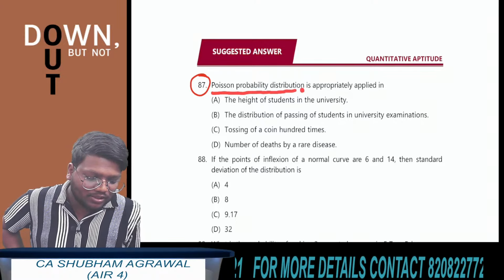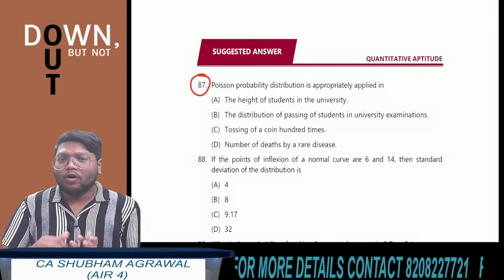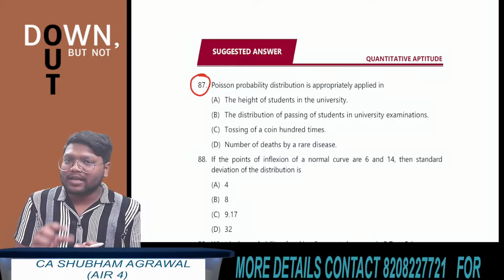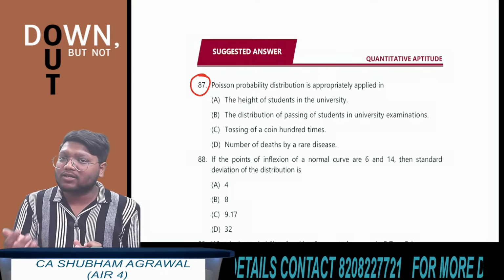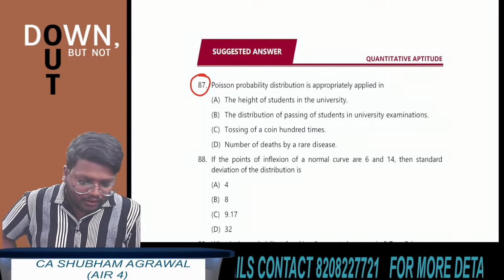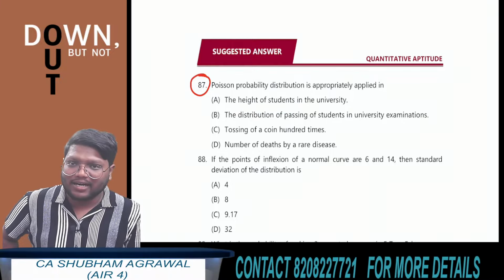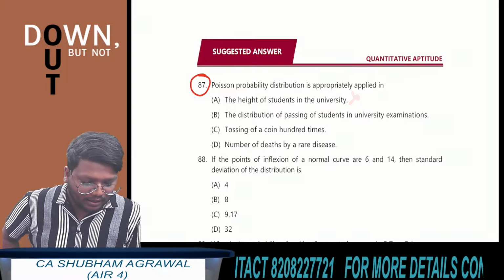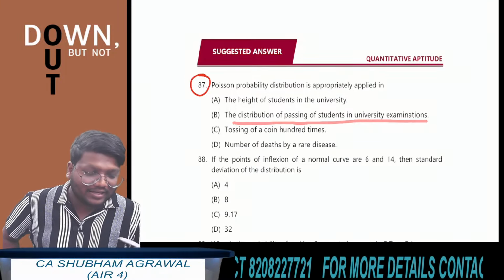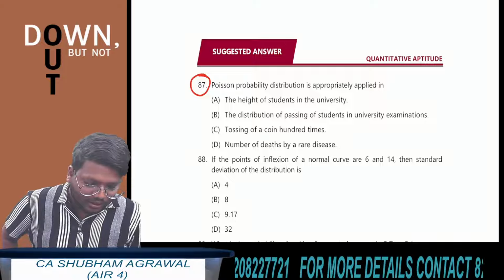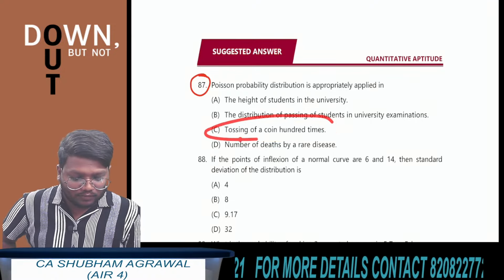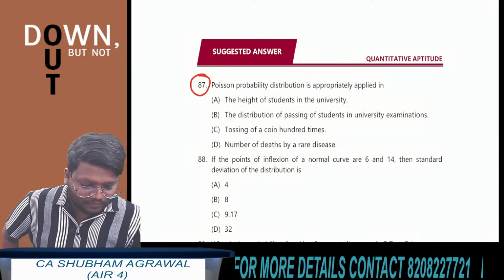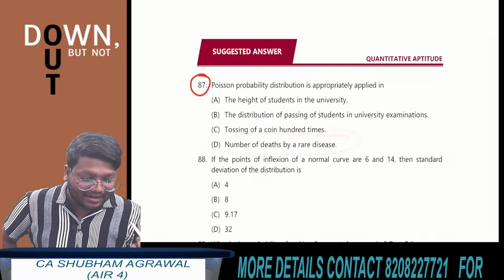Poisson probability distribution is appropriately applied in. We already know this thing that binomial distribution and Poisson distribution applies on discrete random variable and normal distribution applies on continuous random variable. Okay. Height of students, this is continuous random variable, so definitely this option is wrong. Distribution of passing of students in university examination, this option is correct answer. Tossing of coin 100 times, this is also wrong. Okay, tossing of a coin 100 times and number of deaths by a rare disease.